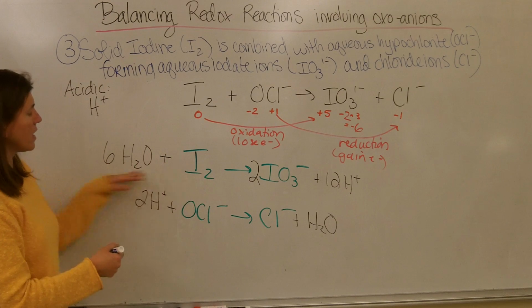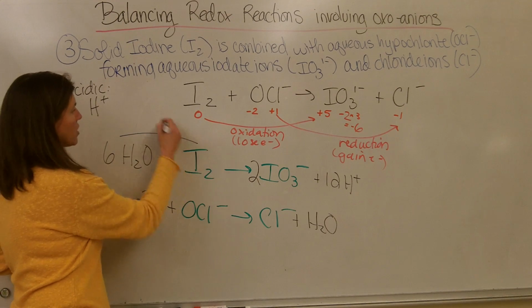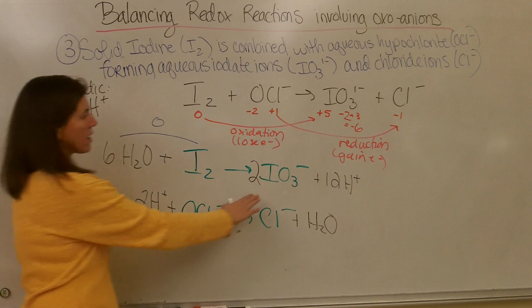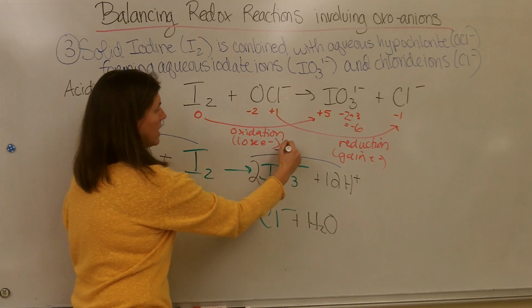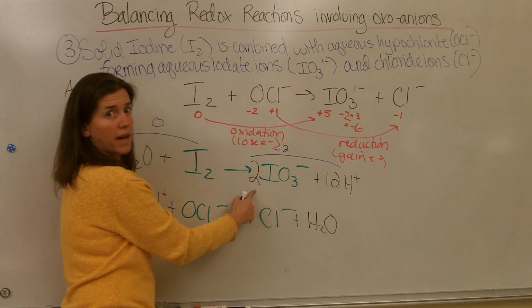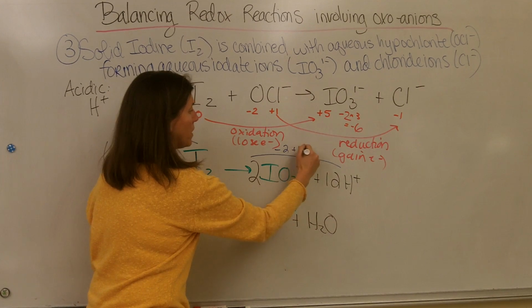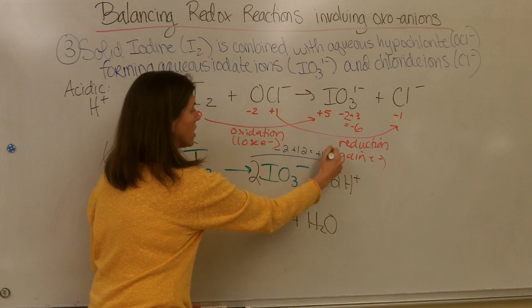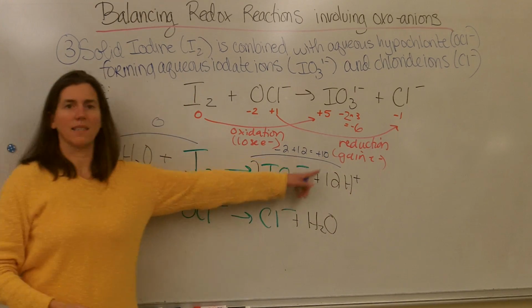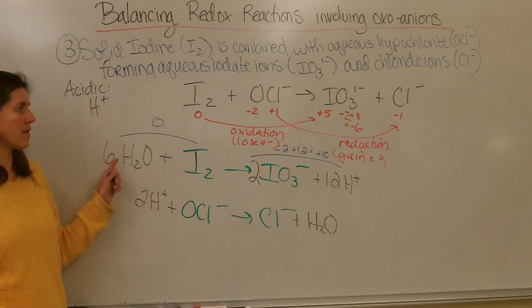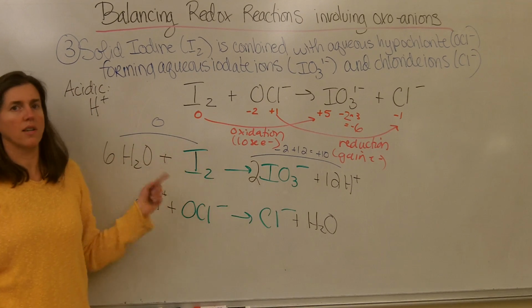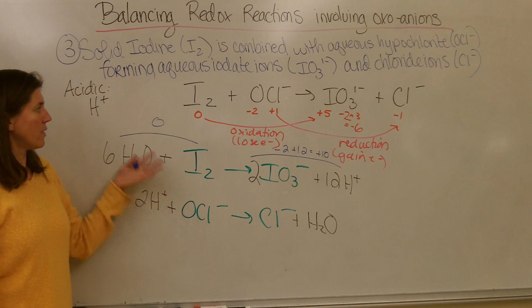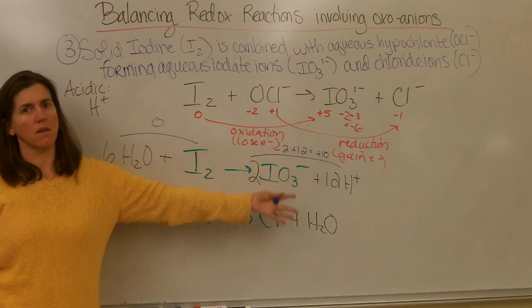So over here on the left in this reaction, my charge over here is 0. Over here on the right, my charge is, well, I've got 2 negatives from these 2 ions, and I've got 12 pluses. So my charge on the right is positive 10. My charge on the left is 0. The charge on the left and the right need to stay the same. So charge needs to be conserved. So if it's 0 on the left, it needs to be 0 on the right.